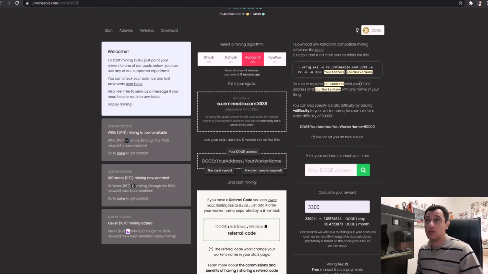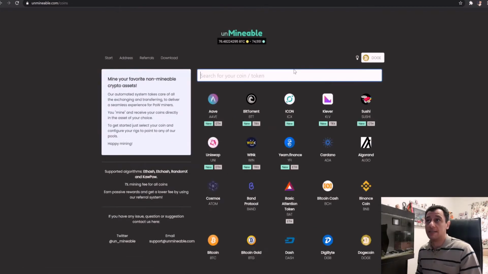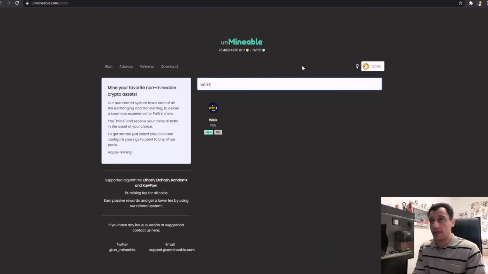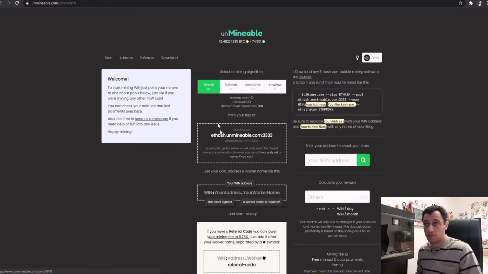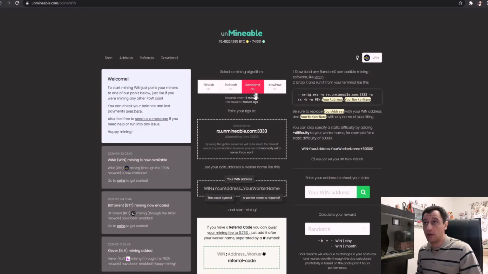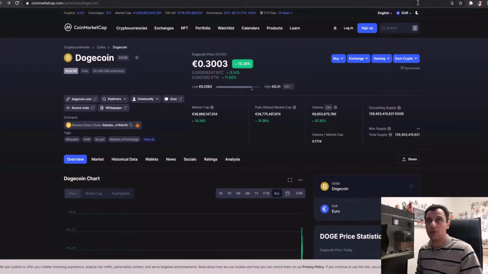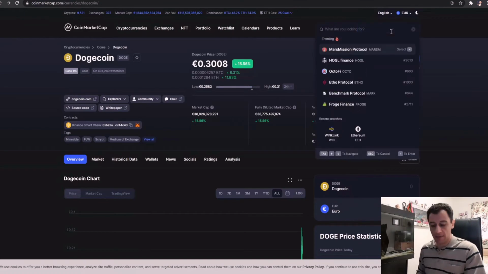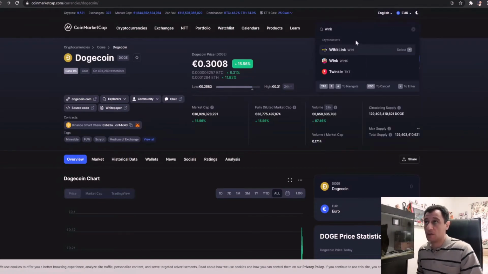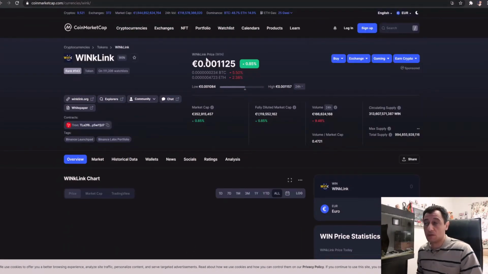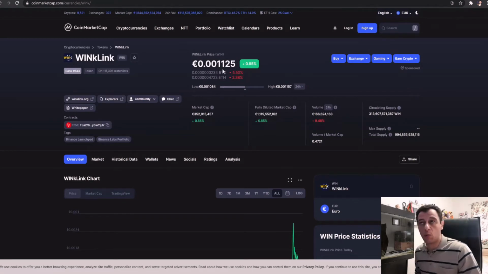Now, just to demonstrate on another coin, let's say, for example, I mine Wink with my CPU. If you want to mine Wink, it's going to be exactly the same hash rate because I'm using the same PC, the same CPU, 3,300. And I would be mining around 269 Wink coins in a day. Now, if we quickly check out the price for Wink at the moment, it's around 1.1 mil.